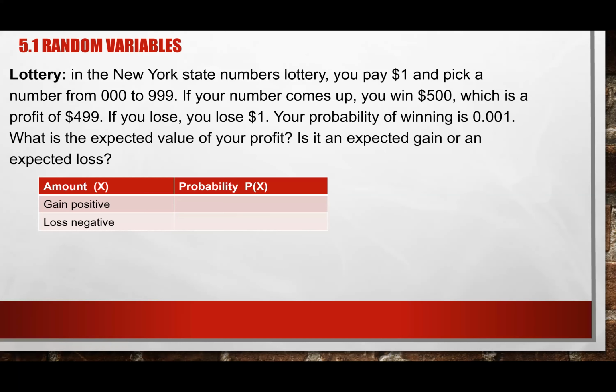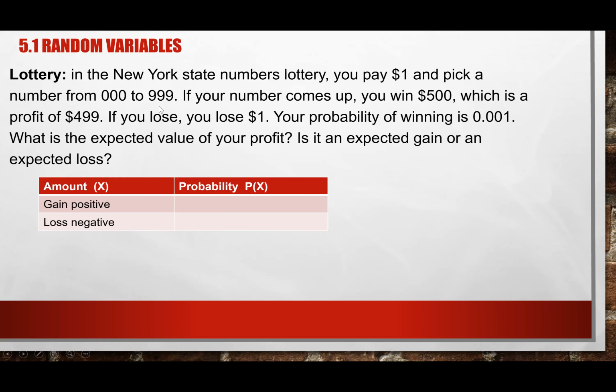In or we need to put out. So looking at this thing here, this is very easy. There's only two numbers that they give us, which is again, the amount and the probability of that amount. So if you look at this, they say in New York State number lottery, you pay $1 and pick a number from 000 to 999, right? Which is again the same as us.